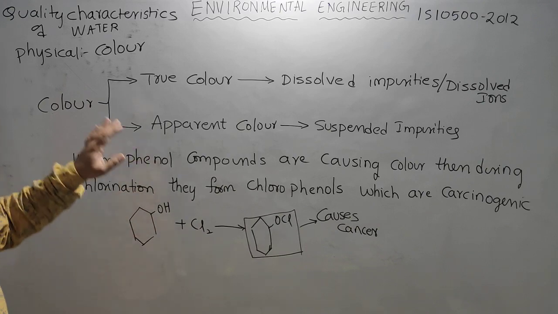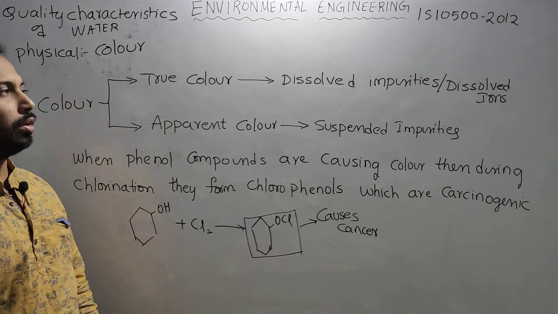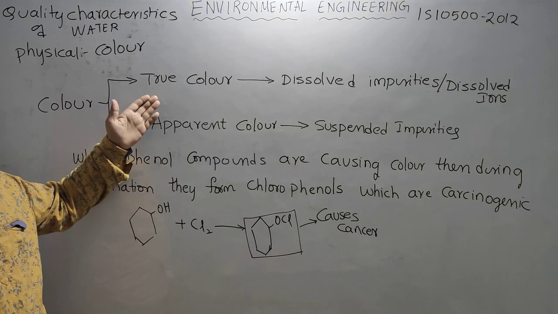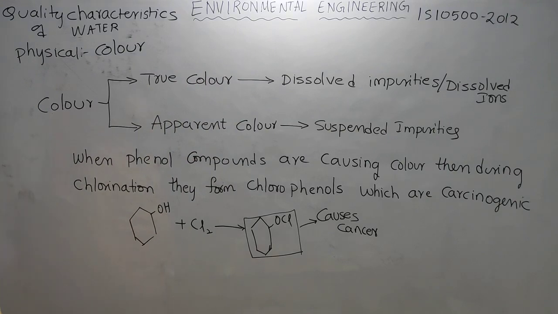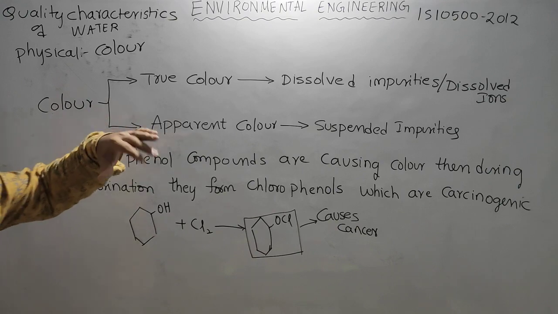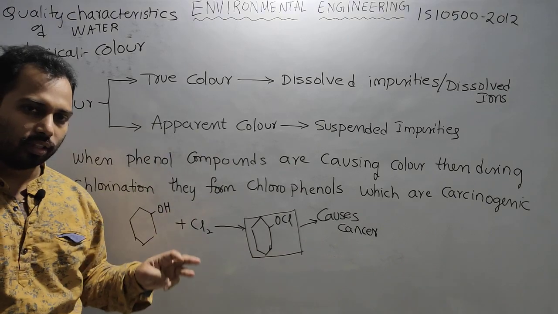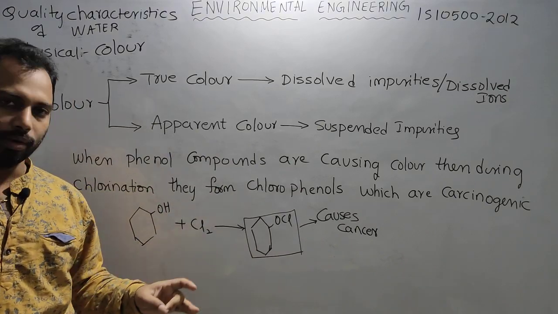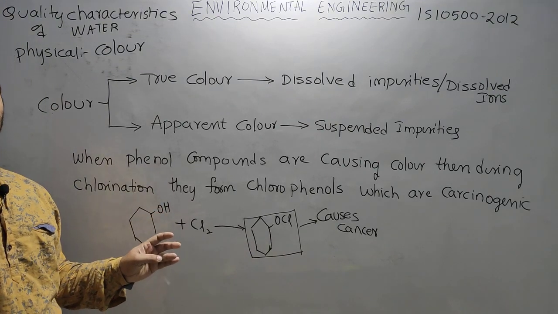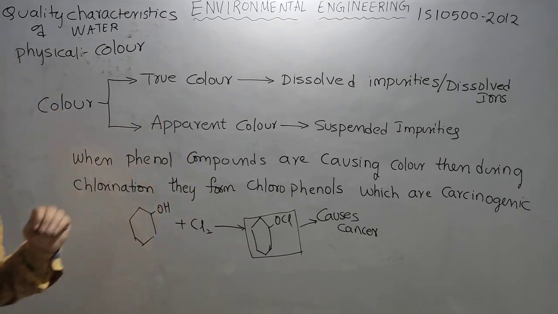So whatever color we talk about here is true color. If you want to remove true color, remove the dissolved impurity, then the color will obviously go away. How to remove the dissolved impurities is the treatment part. We only discuss here how to test, how to give the reading, and what the limits are. Quality characteristics means what the character is, how to determine it, and what the limits of that character are as given by the Indian Standard Code. Those are the things we need to learn in this topic.